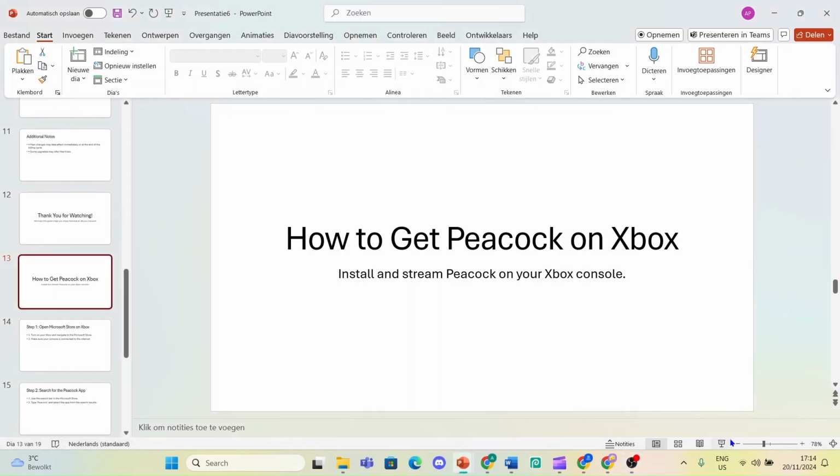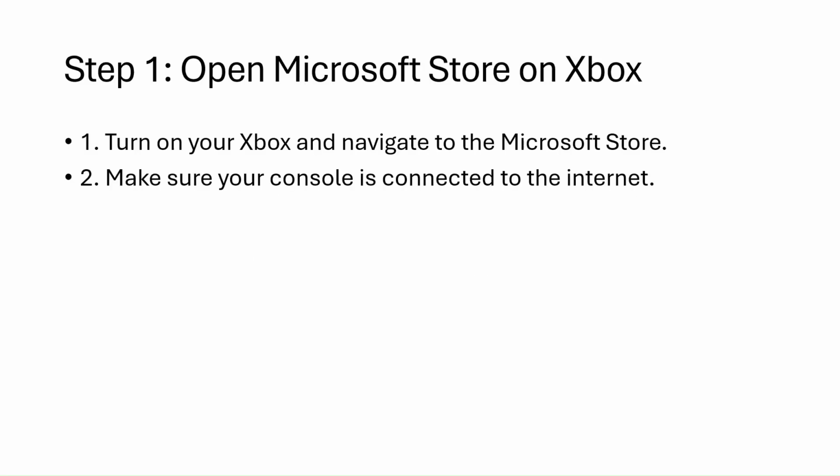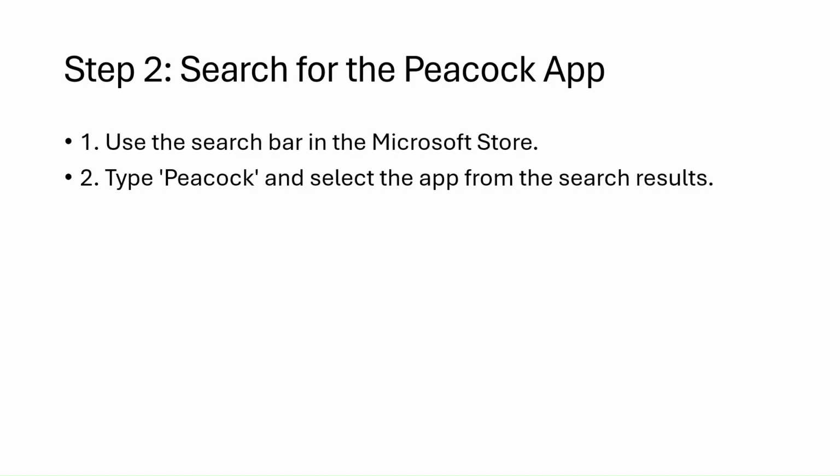In this video, I'll show you how to get Peacock on Xbox. Step 1 is to open the Microsoft Store on Xbox. Turn on your Xbox and navigate to the Microsoft Store. Make sure your console is connected to the internet.